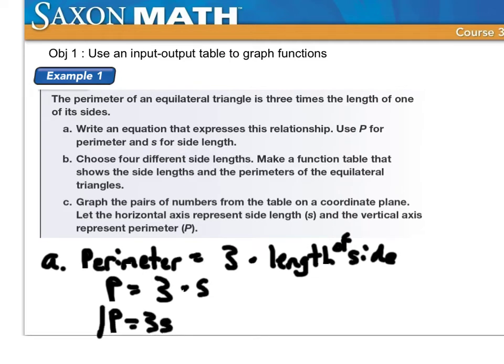Okay? So there is our function: perimeter equals 3S. On the next slide, we're going to choose 4 different side lengths. We're going to do part B. It says choose 4 different side lengths and make a function table that shows the side lengths and the perimeters of equilateral triangles. So let's move on to the next slide.